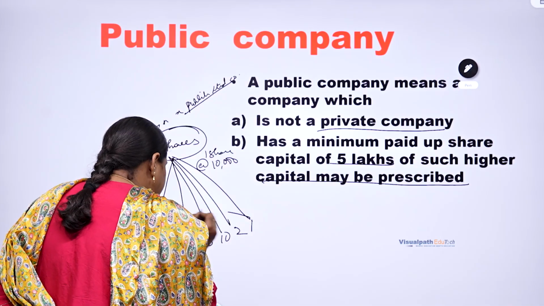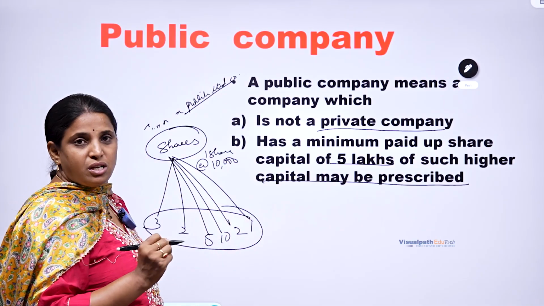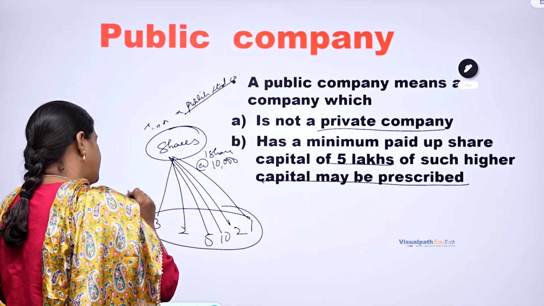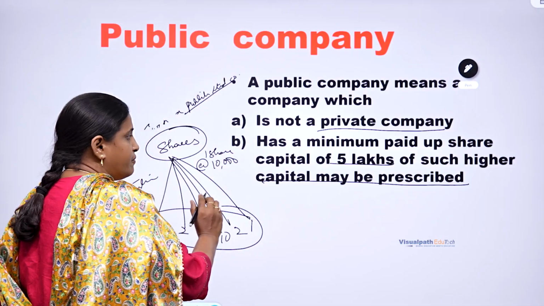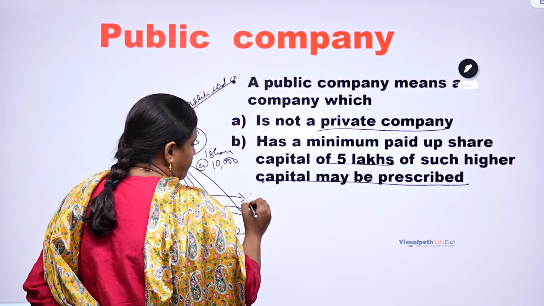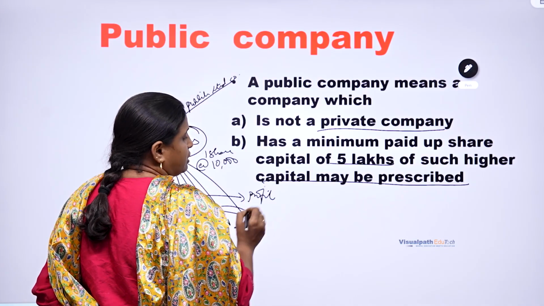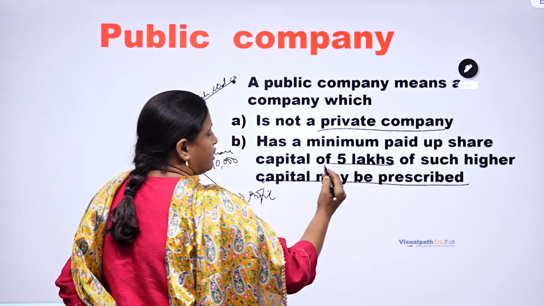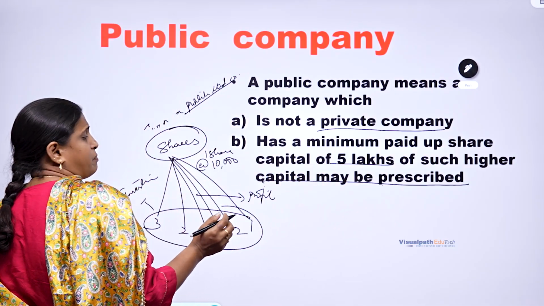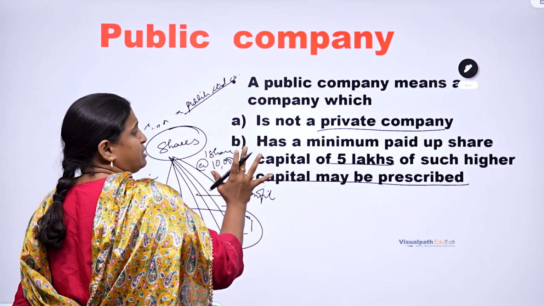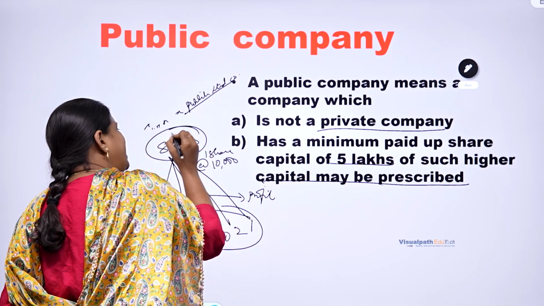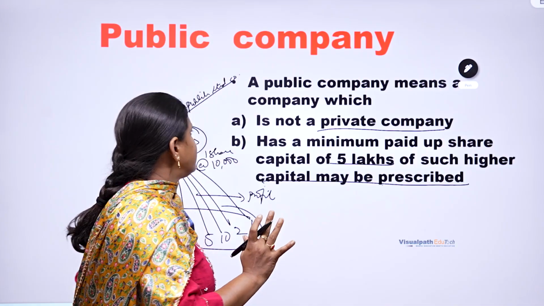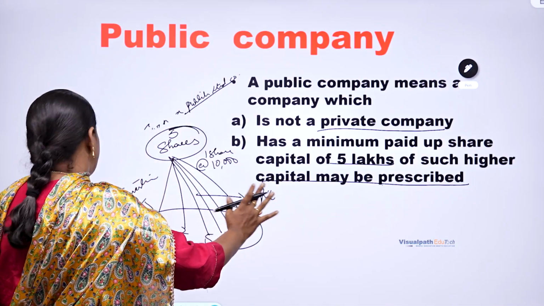All these people who are part of your business through capital investment are known as investors. These investors are what we call profit sharing ratios. Higher capital may be prescribed, which means we should have a minimum paid up capital. For example, to start a business of a public company, you need 5 lakh rupees minimum. So, these are the basic features of a public company.